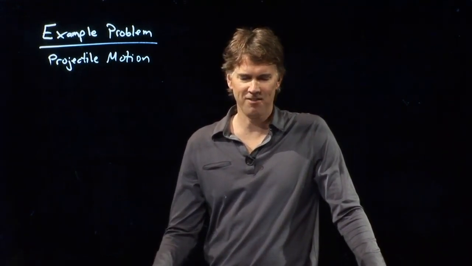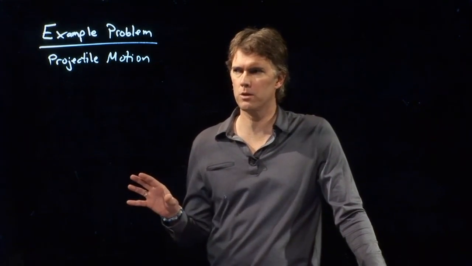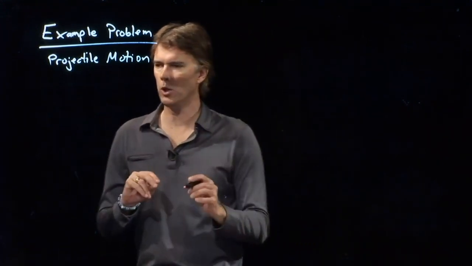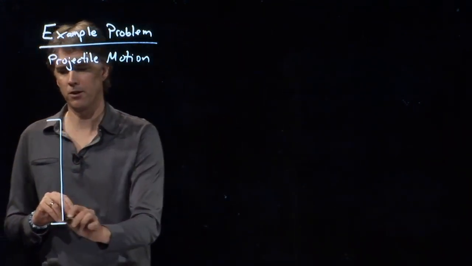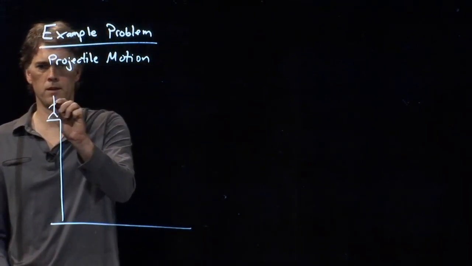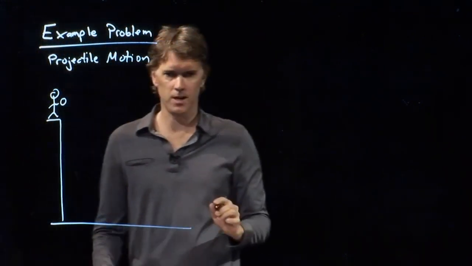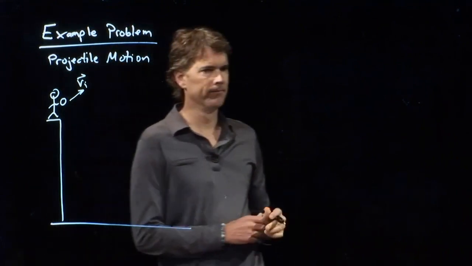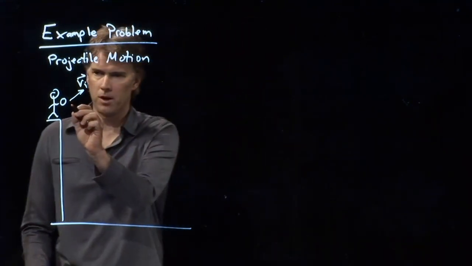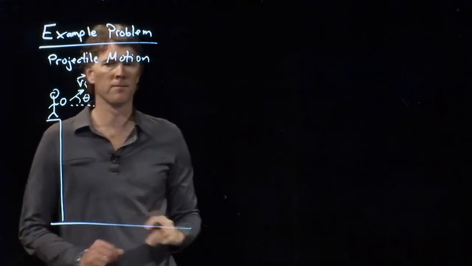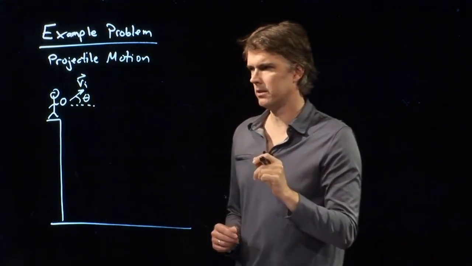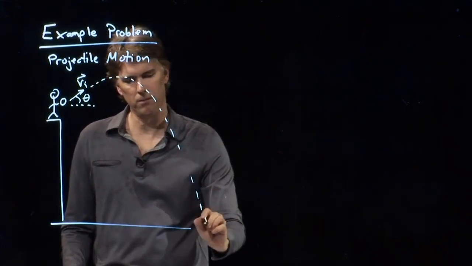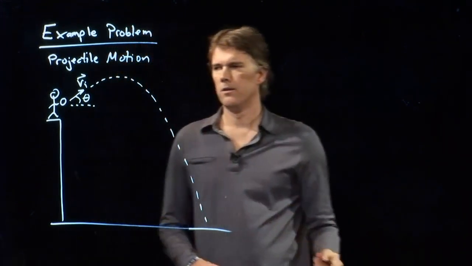So let's talk about an example problem. Let's do a projectile motion problem, and let's complicate it a little bit by putting you up on top of a building. Okay, so here we are up on top of a building, and we're going to launch an object, and we're going to launch it up at an angle. Okay, so above the horizontal, we will call that angle theta. And now as soon as we launch that object, it is a projectile, and so it's going to follow a parabolic curve. Okay, something like that.